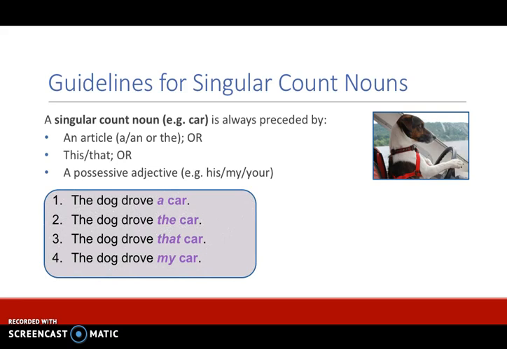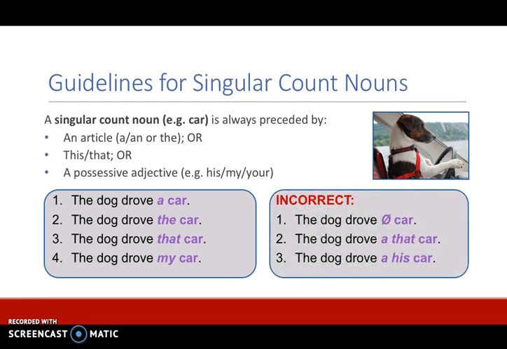Here's some examples. The dog drove a car. The dog drove the car. The dog drove that car, and the dog drove my car. So these are all possible options for words that can go before a singular count noun. Notice that there must be something in this position. It cannot have no article or no word before it.